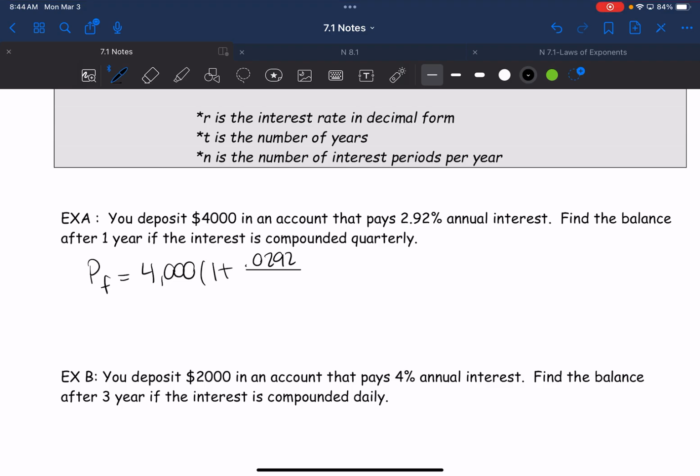And N is how often they are compounding the interest. And how often did they say? Quarterly, which means 4. Raised to N times T. So again, 4, right? Because the quarterly was N. And then T is the amount of years this is happening. For us, they said just 1 year, right? So they gave me all the information. I'm just going to type that all into our calculator.